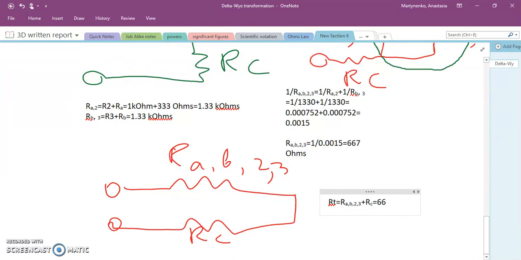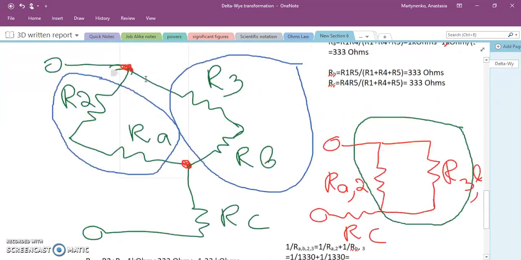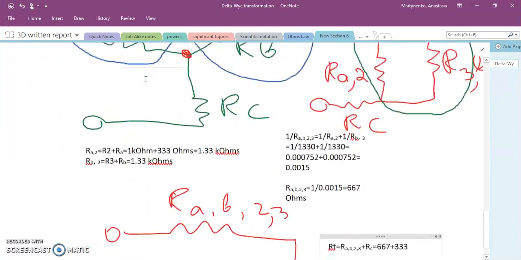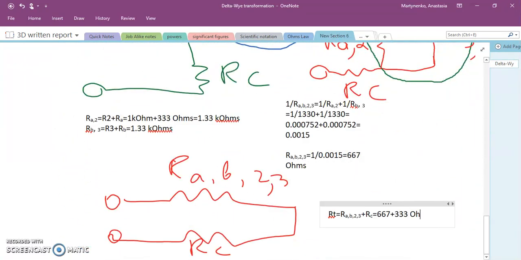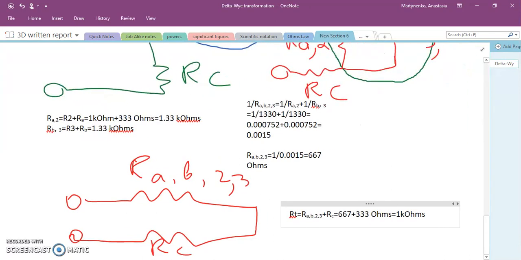So this is 667 ohms plus 333 ohms, right? And this all comes out to 1K. Well, technically, yeah, it does. Comes out to exactly 1K. Wow, weird, right? So the whole circuit ended up being 1K.